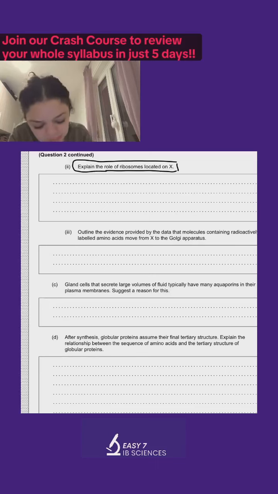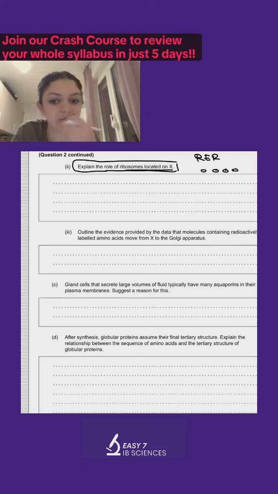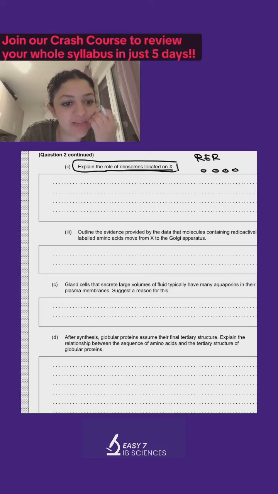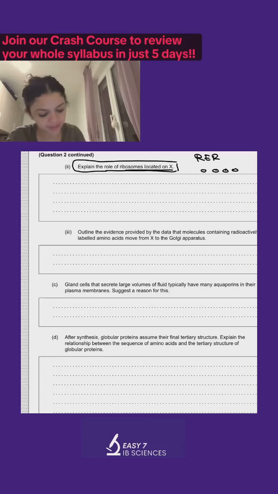Okay, next it says, explain the role of ribosomes located on X. So we've identified X as rough ER. What is the point of the ribosomes on the rough ER? Someone said, I don't want to say the answer and giving you guys away. So basically, create a protein, make a protein synthesis. Very good, guys. Exactly. That's all you need to say.